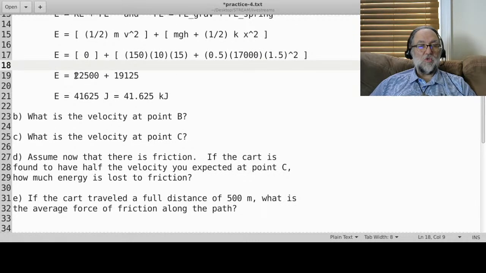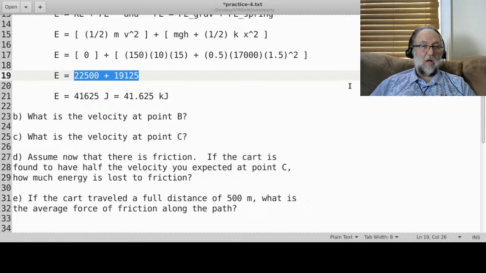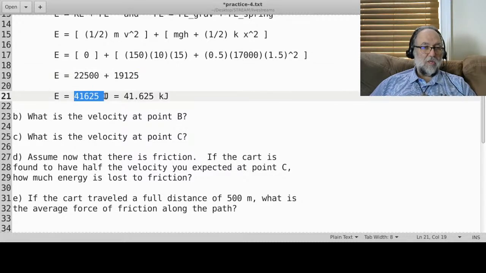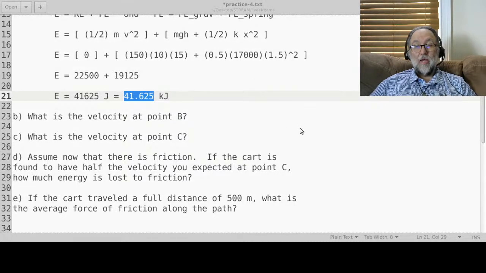Okay, so the rest of it is just plugging it into your calculator and working it out. This is your potential energy due to gravity. There's the potential energy due to the spring. It turns out to be 41,625 joules, or 41.625 kilojoules. Okay, now that's the energy at A, that's the energy at B, and that's the energy at C. Okay, total energy. All right, let me take a quick peek in the chat here. All right, looks okay. And so let's go on.